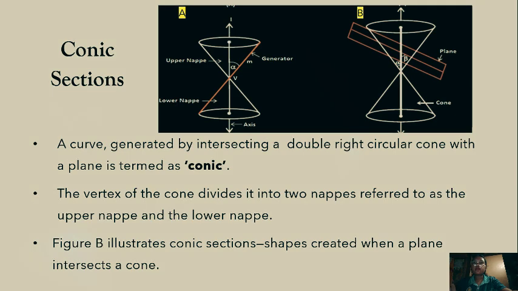So now that we know what conic sections are, let's look at how they are formed. A conic section is a curve created when a plane intersects a double right circular cone, right? The cone has a vertex which divides it into two parts called the upper nappe and the lower nappe. As shown in the figure, different angles of intersection create different conic shapes. This is the foundation of conic sections, which we will explore further.